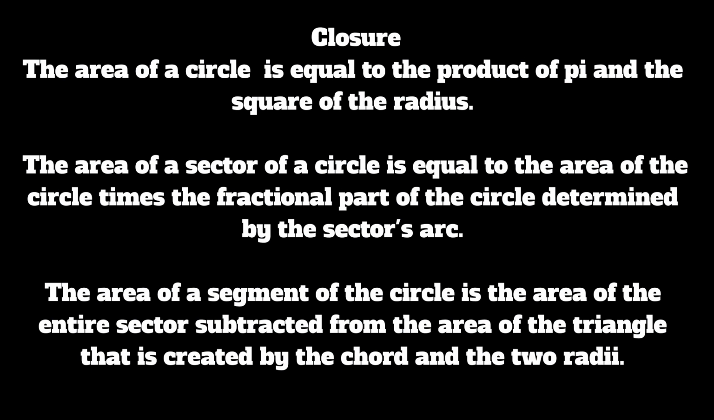In this lesson, we learned the area of a circle is equal to the product of pi and the square of the radius. The area of a sector of a circle is equal to the area of the circle times the fractional part of the circle determined by the sector's arc. And the area of a segment of the circle is the area of the entire sector subtracted from the area of the triangle that is created by the chord and the two radii.